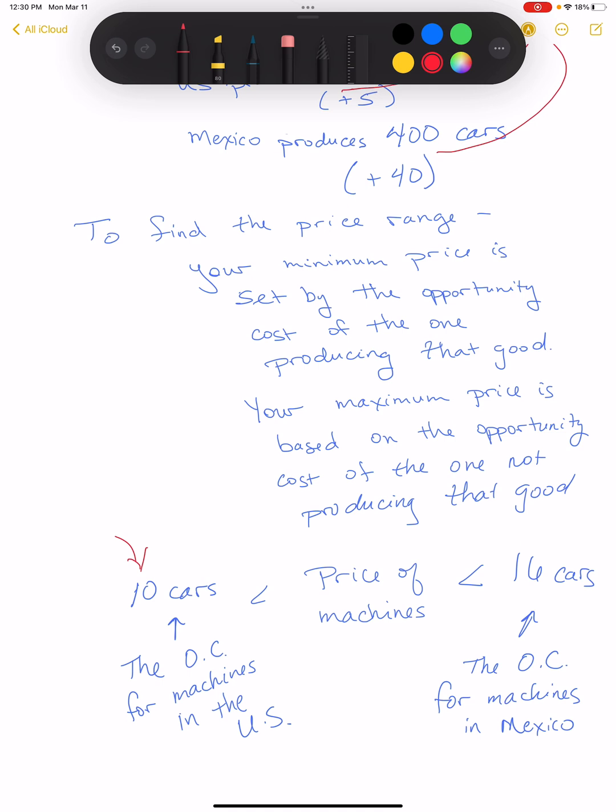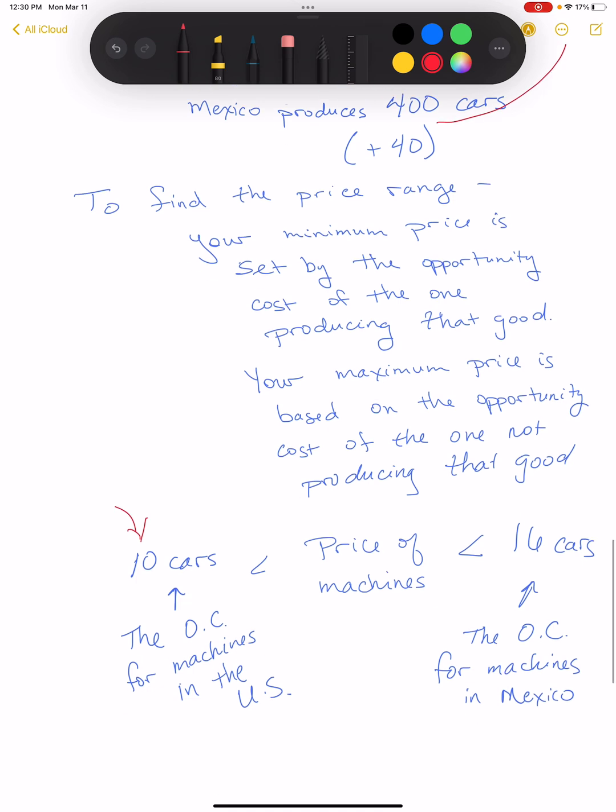So the United States is setting a minimum here. The United States is going to say, we'll sell you machines, but we're not selling them for anything less than 10. And Mexico's over here saying, we're interested in buying your machines, knowing that we could do them ourselves. We could do them ourselves for 16 cars, so we'll buy it from you as long as we get a price that's less than 16.